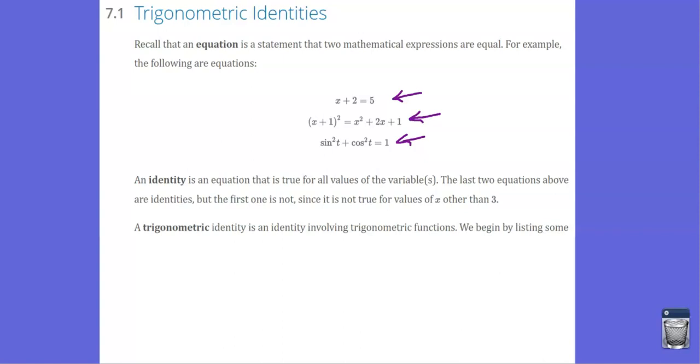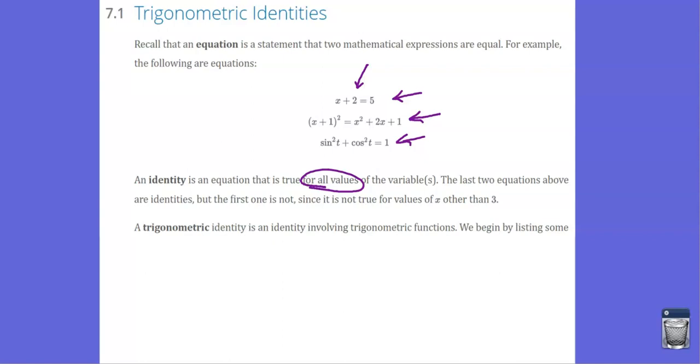An equation is a statement that two mathematical expressions are equal. So all of these are equal, so they're all equations. But an identity is an equation that is true for all values. For instance, x plus 2 equals 5 is true if x equals 3. But if x is 4, it's no longer true. So the first one is an equation, but it's not an identity. And you can see that the last two equations are identities because they're true for all values.